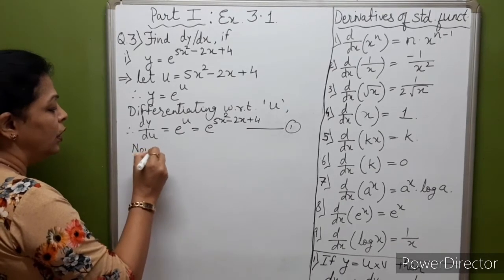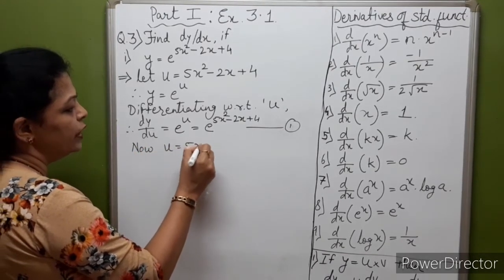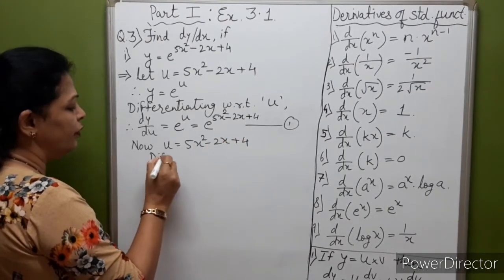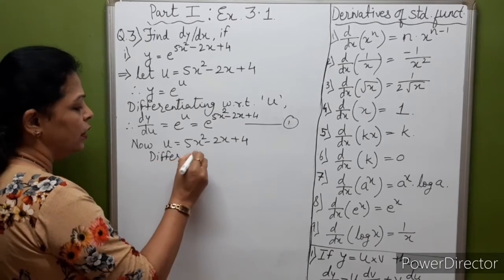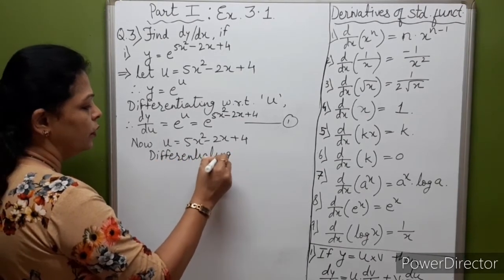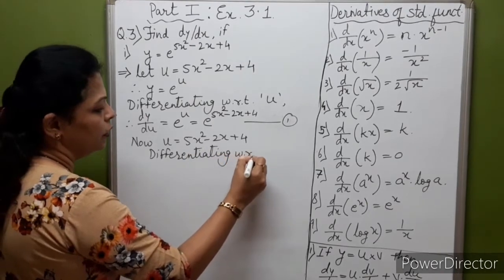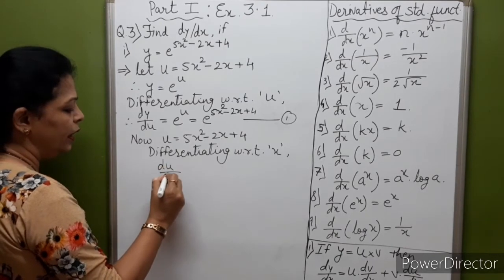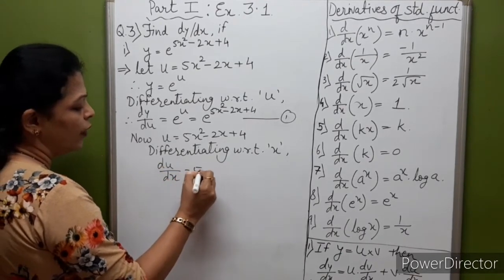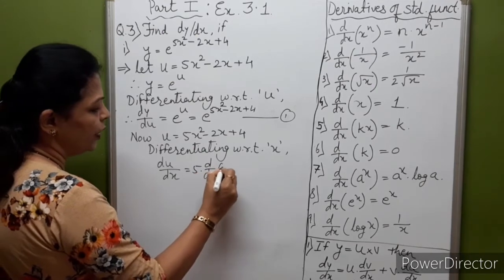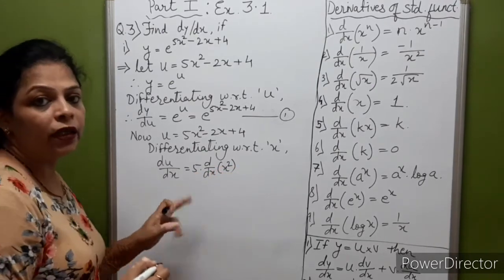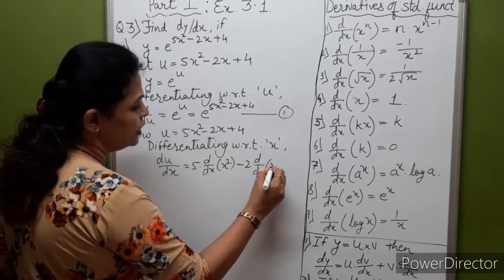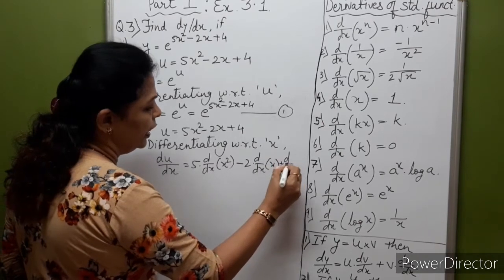Now differentiate u. Your u is 5x square minus 2x plus 4. So differentiating with respect to x, du by dx is equal to 5 into d dx of x square, correct? You can take the constant outside. Minus 2 into d dx of x plus d dx of 4.